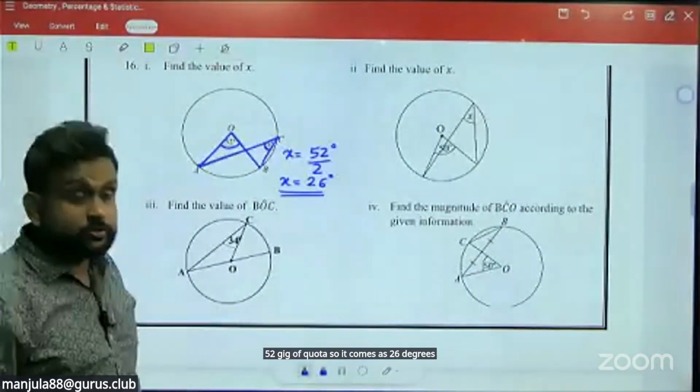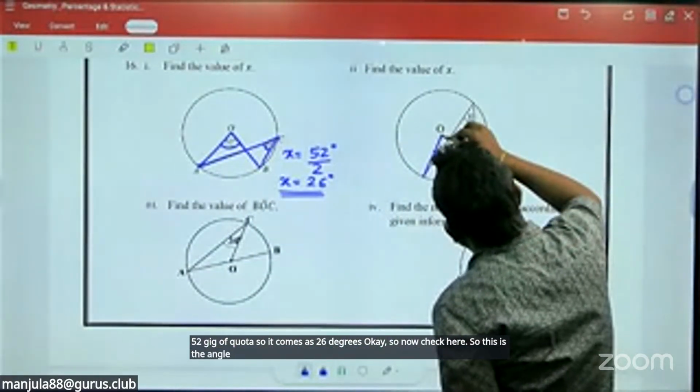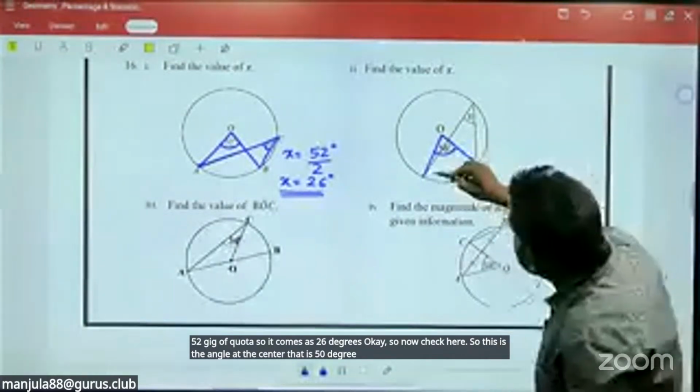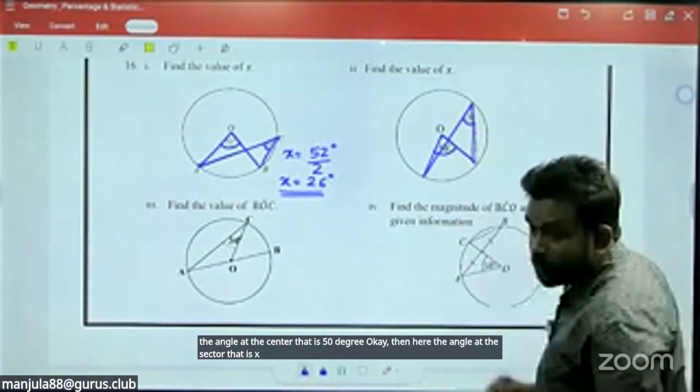Okay, so now check here. This is the angle at the center, that is 50 degrees. Then here the angle at the sector, that is x. So x is half of 50 degrees.